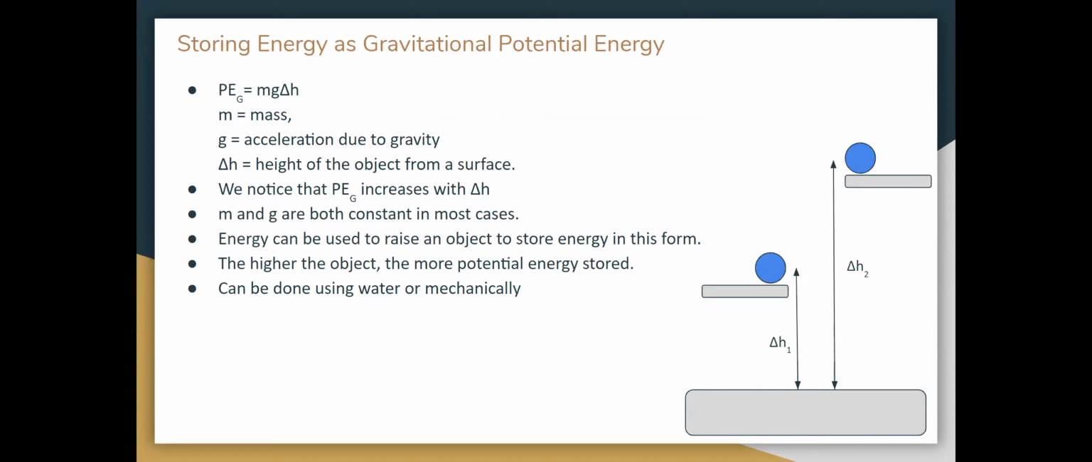Since the mass of the object and the acceleration due to gravity are both constant, the gravitational potential energy of an object will increase as its relative height from a surface increases. This means the higher we lift an object, the more gravitational potential energy it will have. That is what the diagram on the right is showing: the ball on the right would have a higher potential energy than the ball on the left. This is exactly how we store other forms of energy as gravitational potential energy. We either lift a heavy mass mechanically or using water and hold it there until we want to release the energy. I will pass it over to Moses to talk about exactly how we do this in the real world.